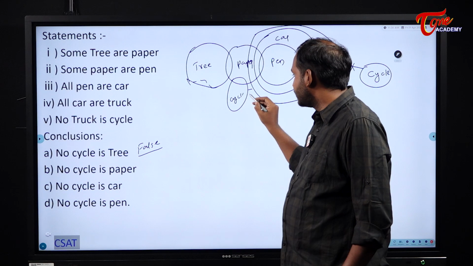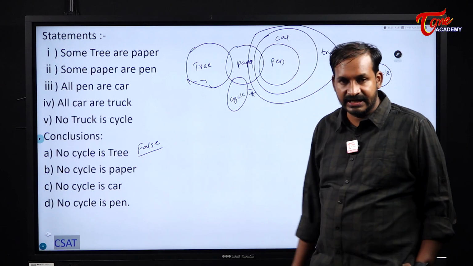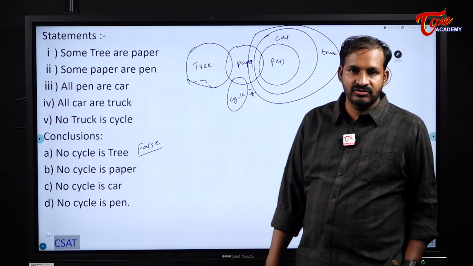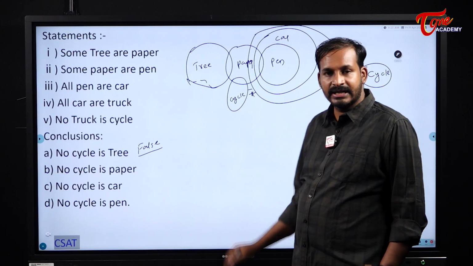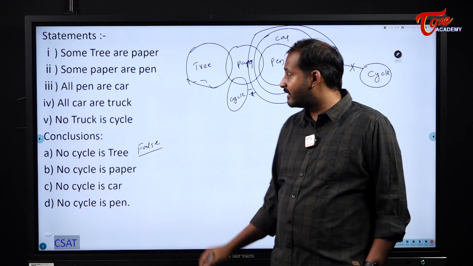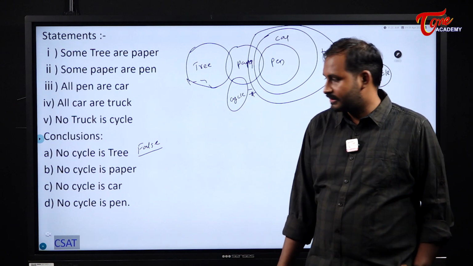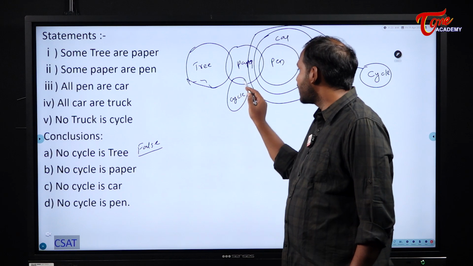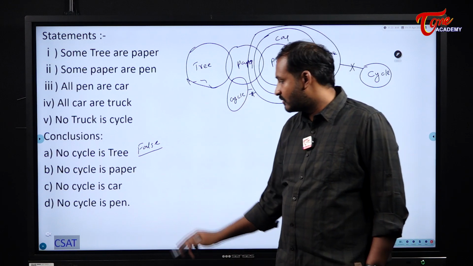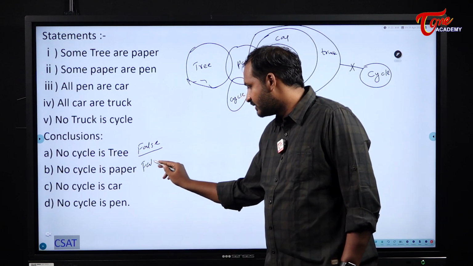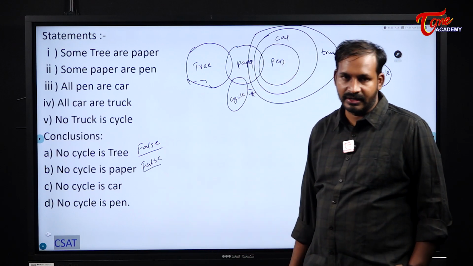I will draw a cycle here. Still there is no relation between cycle and truck. I can draw the basic diagram, alternate diagram. Yes, I can draw the cycle with paper. That means I can intersect the cycle with paper. Now, no cycle is paper, but actually some cycle are becoming paper, right? So now this one also becomes false for me here. I made it false with the help of alternate diagram.